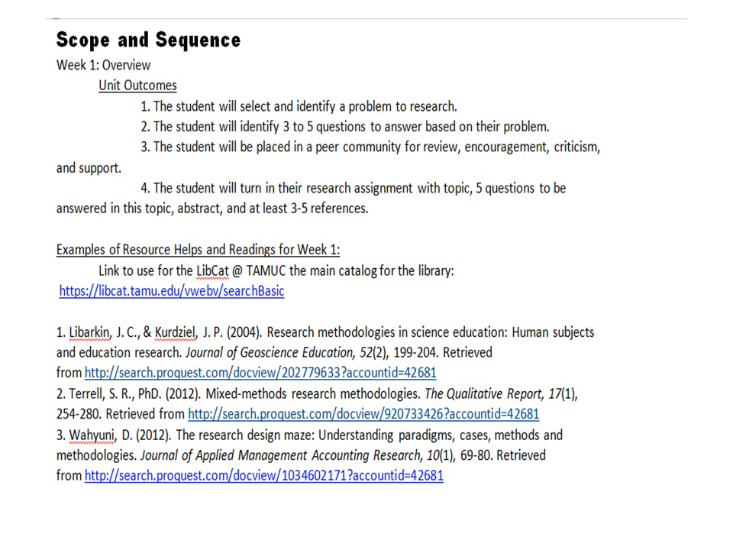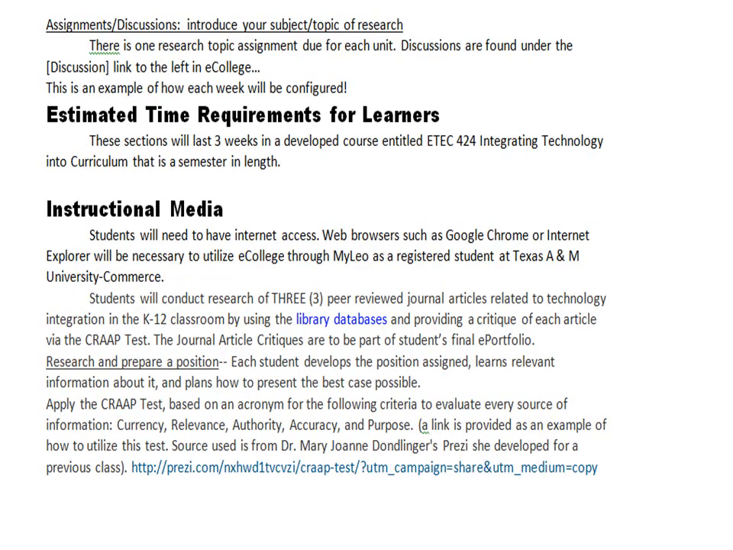I've given them some hot links to some different things I think they will need that will help them. I've given them different documents they can read to help them further their project. And also, I've described their assignments and how I want them to discuss in that week's module. As I said, this shows you the estimated time required by the learners, which is that this would last 3 weeks. I've also given them some instructional media to help them research and prepare their position.